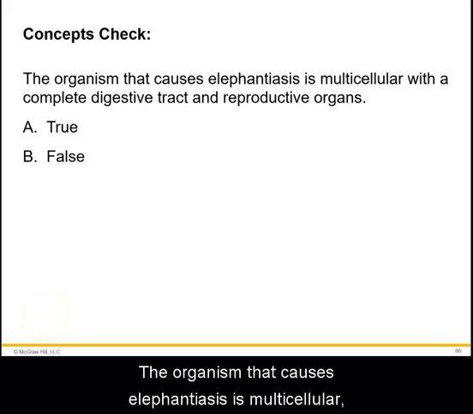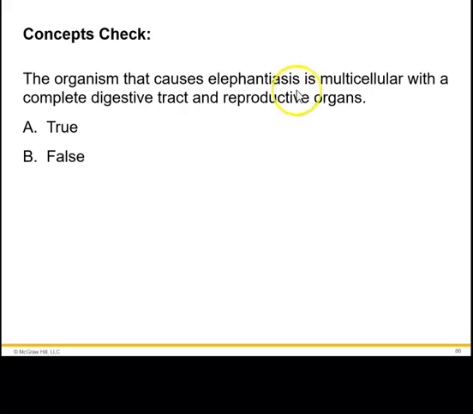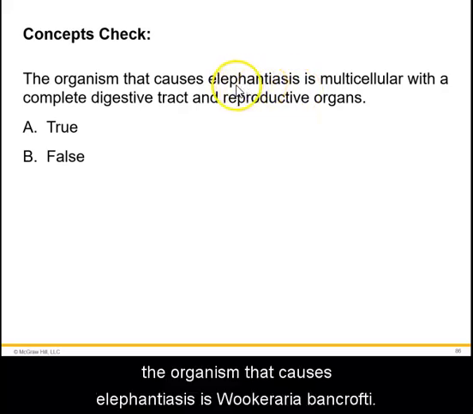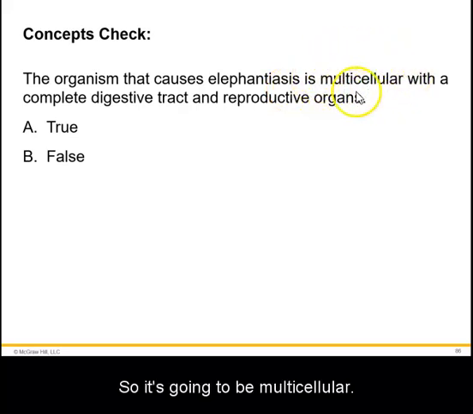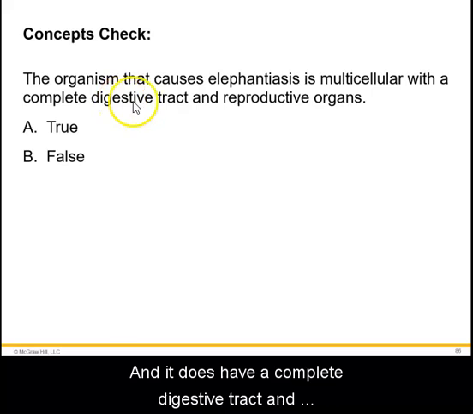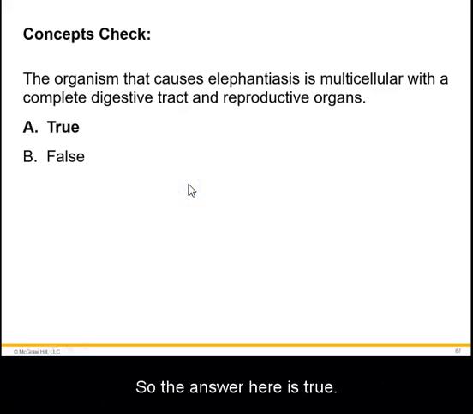All right, question. The organism that causes elephantiasis is multicellular with a complete digestive tract and reproductive organs. Well, if you recall, the organism that causes elephantiasis is Wuchereria bancrofti, and it's a worm. It's a filarial worm, so it's going to be multicellular, and it does have a complete digestive tract and reproductive organs like other worms do. So the answer here is true.